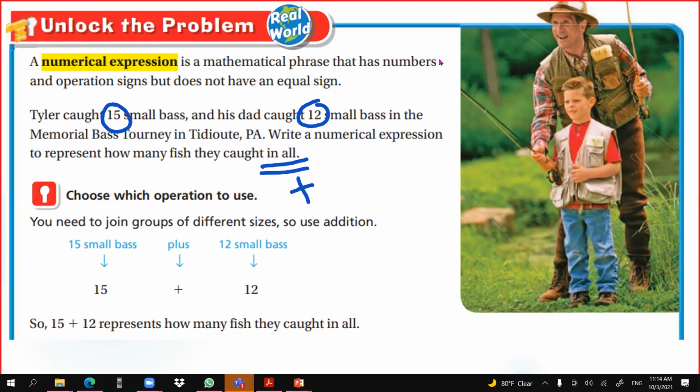So now I know the two numbers. I told you when you write an expression, you need to write the two numbers and the operation sign. Here, you know the two numbers and you know the operation sign, so just write them together. 15 plus 12. This is my numerical expression. And now, what does 15 plus 12 represent? If you want to find the answer, what do the results represent?